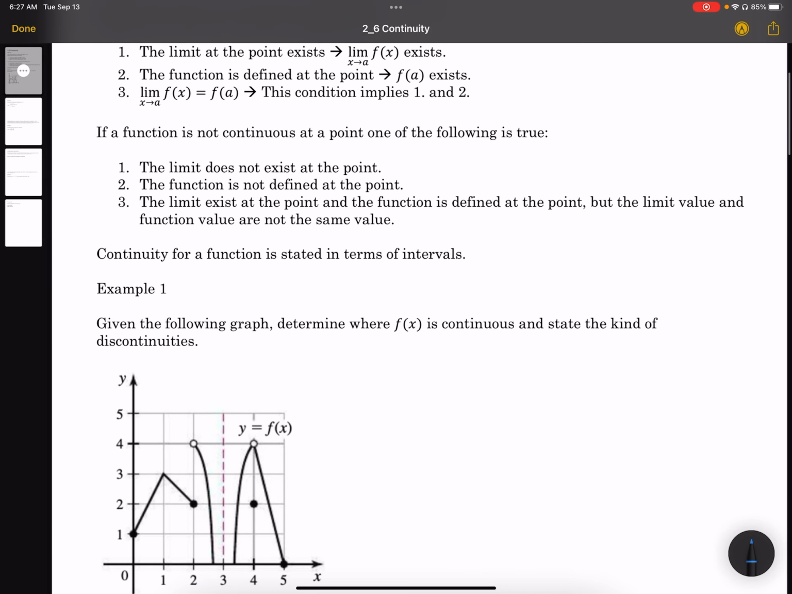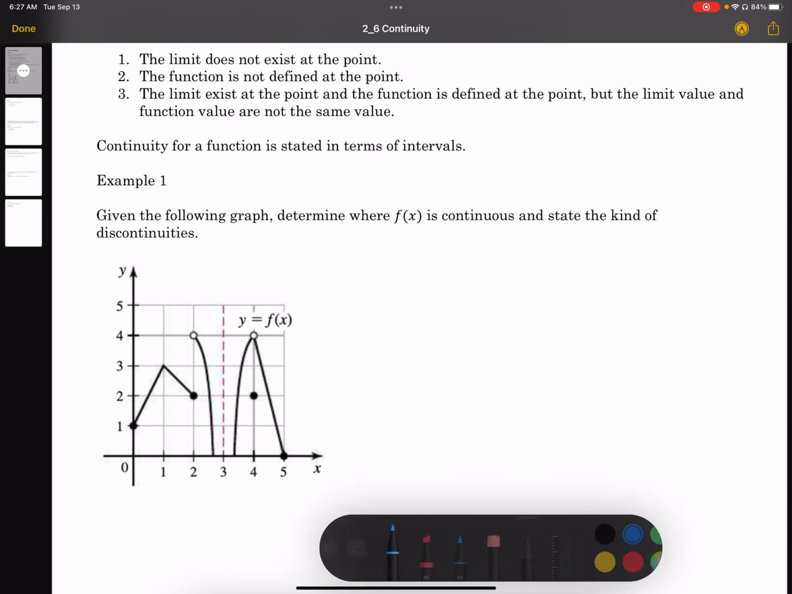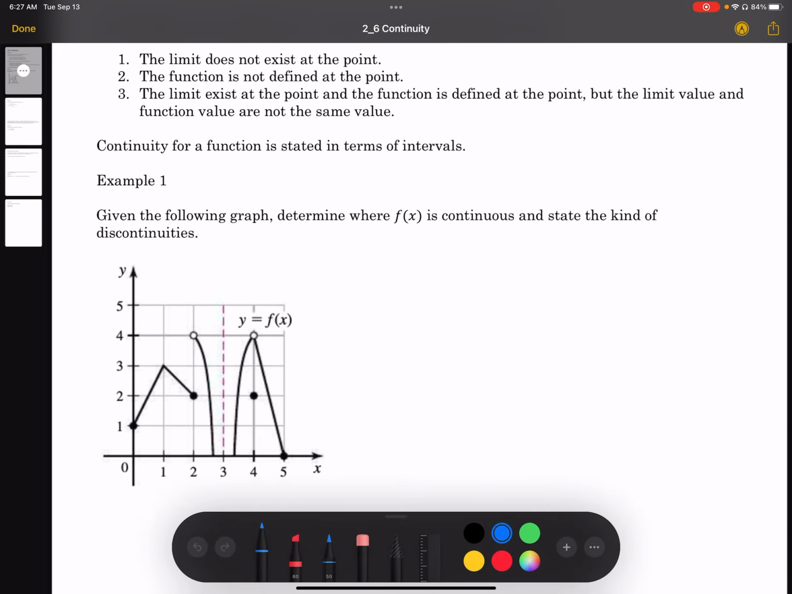So when we discuss the continuity for a function, we state it in terms of intervals, in terms of the independent variable. So generally, we work with x and y. So when we're expressing our continuity, we're going to say x, and it has a certain interval where the function is continuous. So for this first example, we have this graph of a function, and we want to state where the function is continuous.